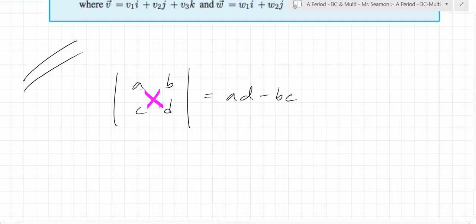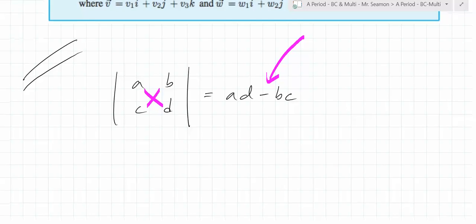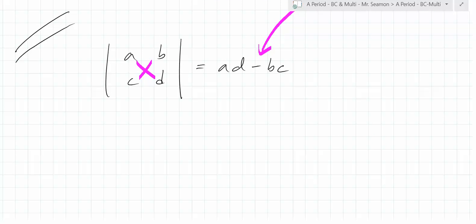Minus. Do you see the minus there? Is that important? Yes, it's important. The minus is hugely important, okay? So again, you can only take determinants of square matrices. You can only take determinants of square matrices. Is everybody with me so far?